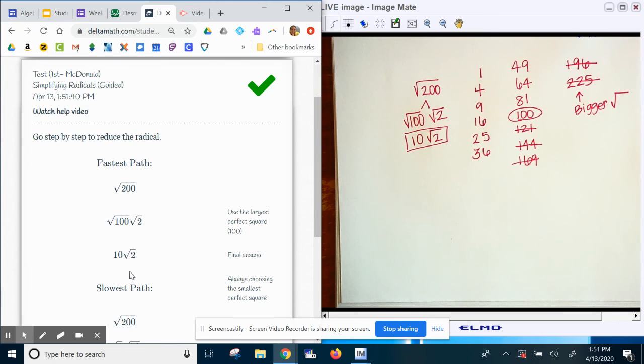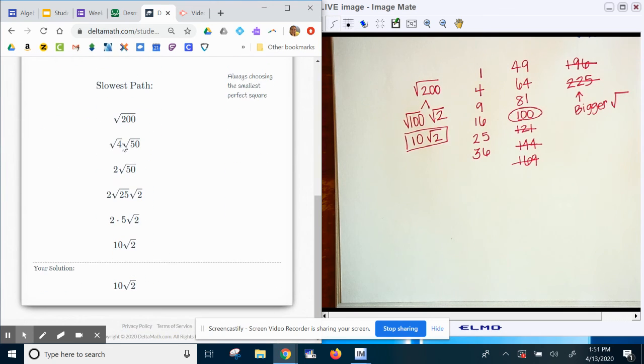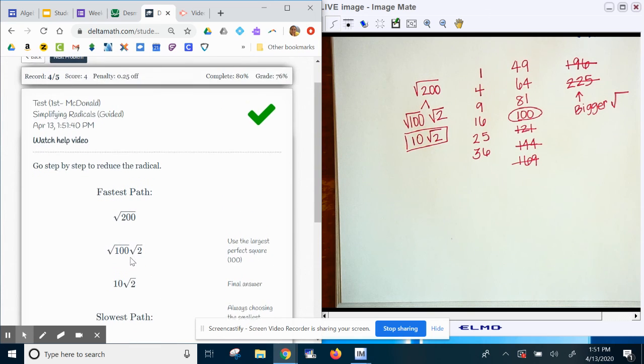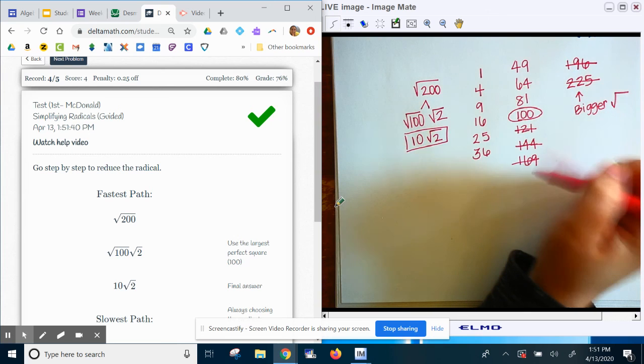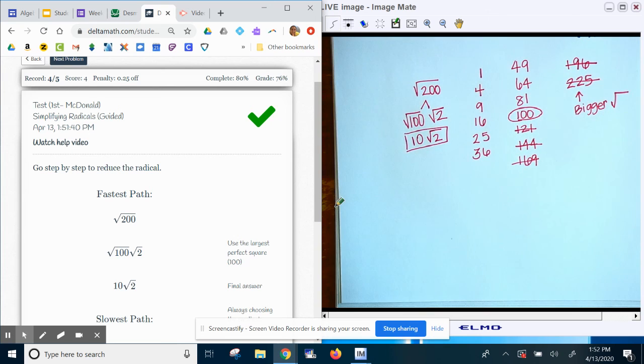Again, we did it the fastest path, but you could have divided by 4, and then you could have divided the 50 by 2, or 25, because that's the thing, and you could have gotten the same answer the slow way. The fast way is my favorite way. It's always just working your way up the list to find the biggest one that fits in evenly.